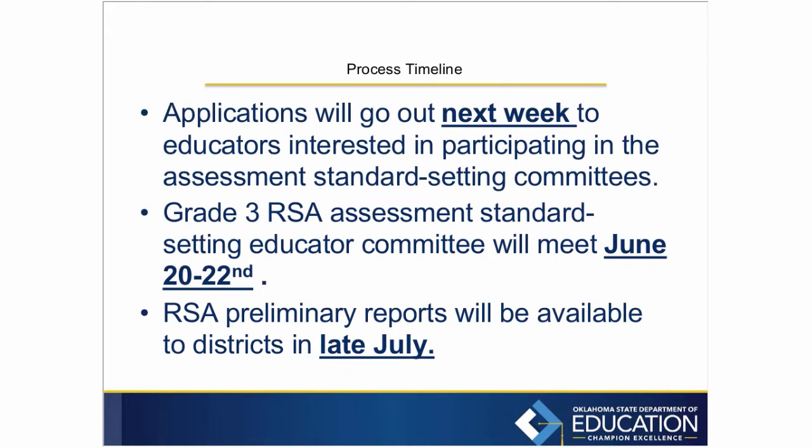So the timeline for this: next week, applications for standard setting will be going out. If that's something you are interested in participating in, you can look through our admin newsletter or our teacher newsletter or on the assessments webpage. It'll be up front. We are having all standard settings for all content and grade levels, so be looking for that next week. The Grade 3 RSA Assessment Standard Setting Educator Committee will be in June from the 20th through the 22nd. And then the RSA preliminary reports will be available to districts in late July.